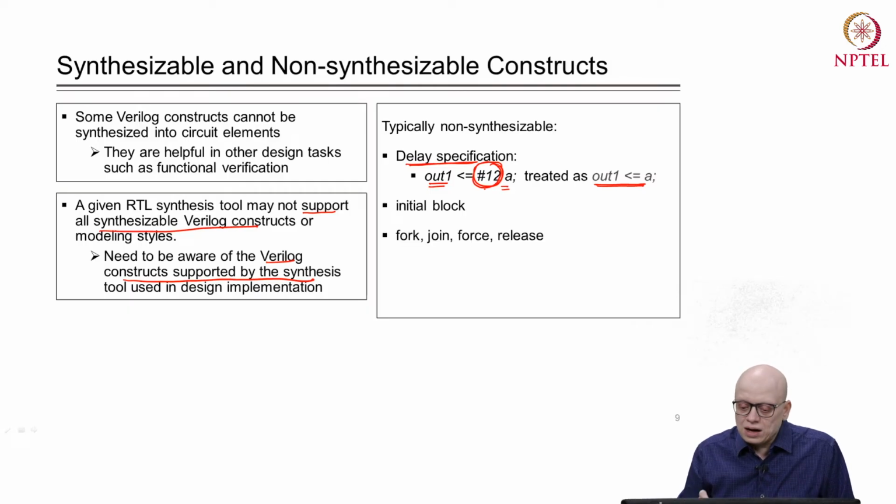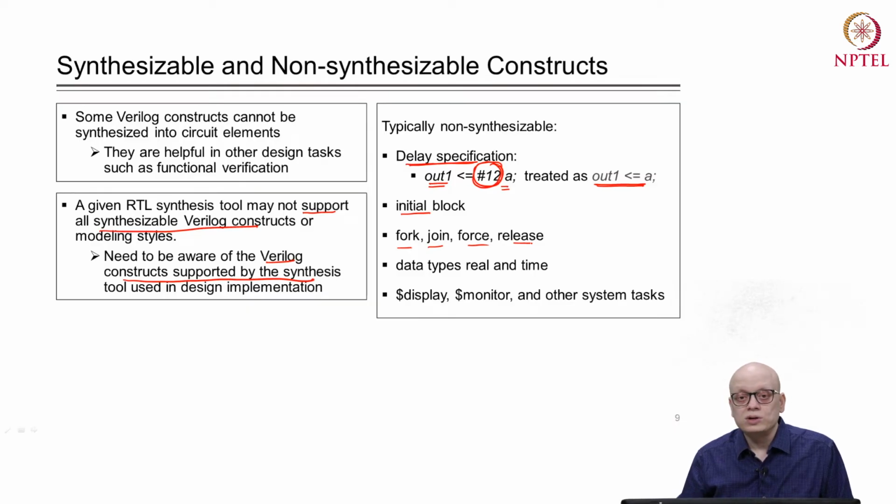There are other RTL constructs which are not supported in synthesis, for example, initial blocks. Initial blocks are useful in writing test benches, as we have seen earlier. Then there are fork, join, force, release, and the data types real and time. These are not supported for synthesis. And there are system tasks, for example $display, $monitor and others, which are not supported by the RTL synthesis tool. These system tasks are useful in verifying our design, or doing functional verification or simulation.